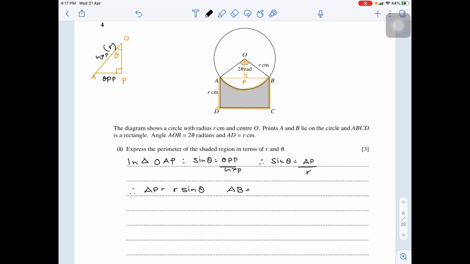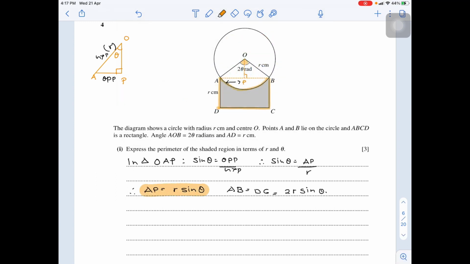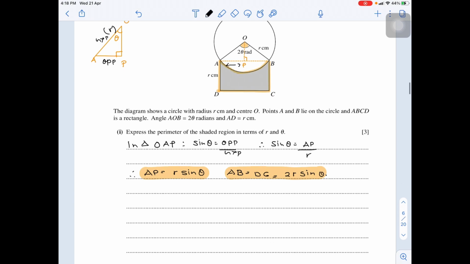Now, let's try this. AB equals DC, which is AD equals DC. So r sine theta. That half part was r sine theta. So the double of it, which is AB, will be 2r sine theta. So I got AB equals DC equals 2r sine theta.